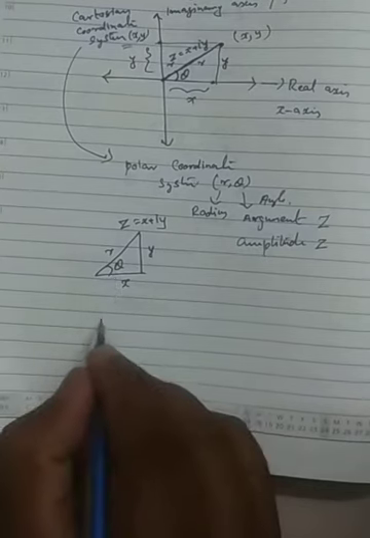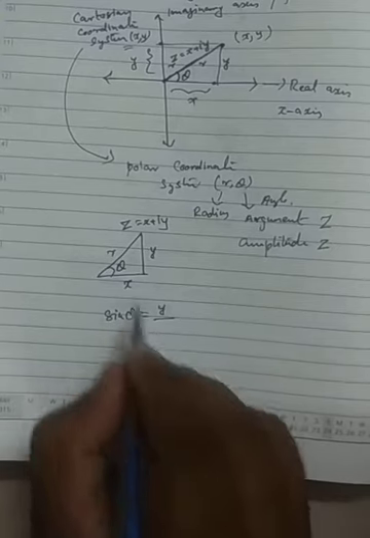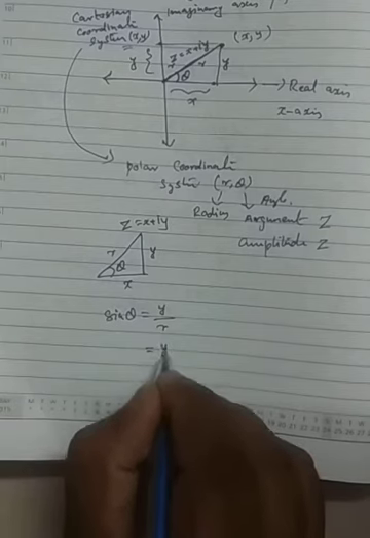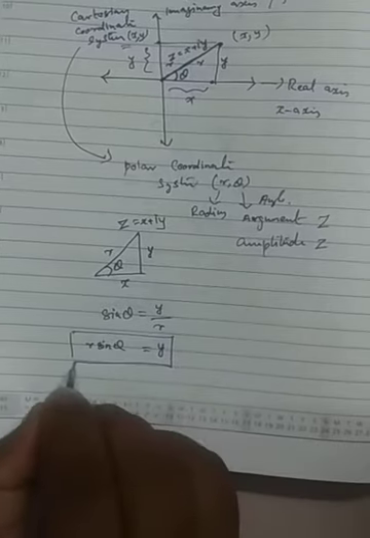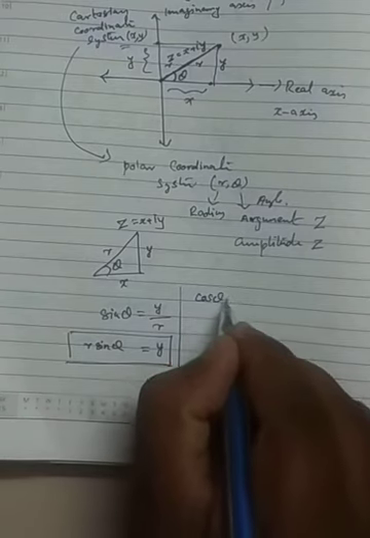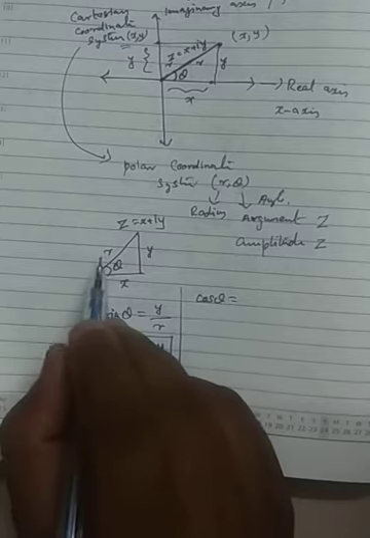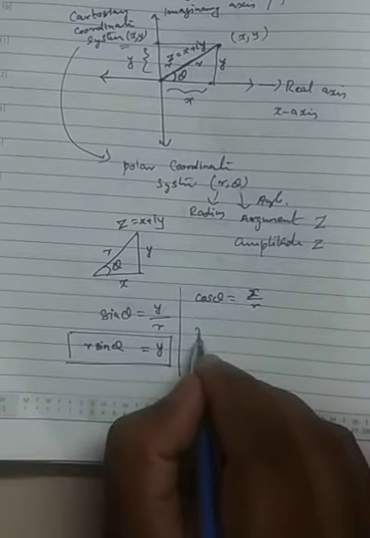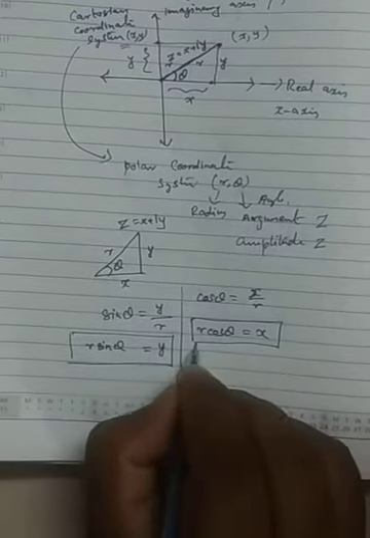Now we know sin theta is opposite by hypotenuse, y by r. Therefore you can write y equals r sin theta. Similarly, cos theta is adjacent by hypotenuse. Adjacent is x, hypotenuse is r, so x by r. So r cos theta is nothing but the x value. In this way we can get x and y.